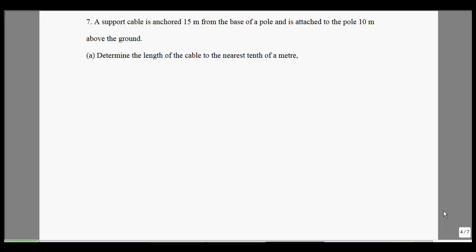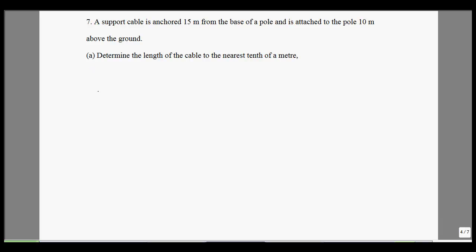Continuing on with your workbook questions, we have number 7. A support cable is anchored 15 meters above the base of a pole and is attached to the pole 10 meters above the ground. Determine the length of the cable to the nearest tenth of a meter.